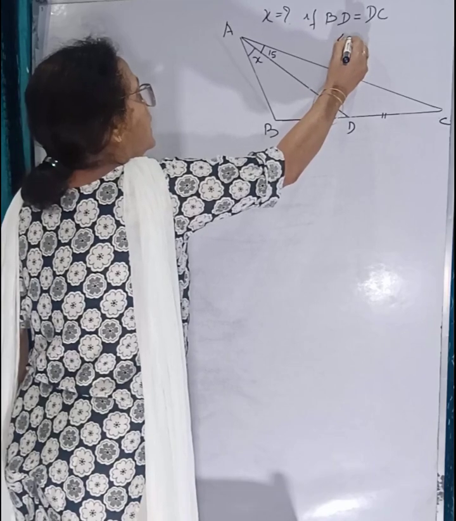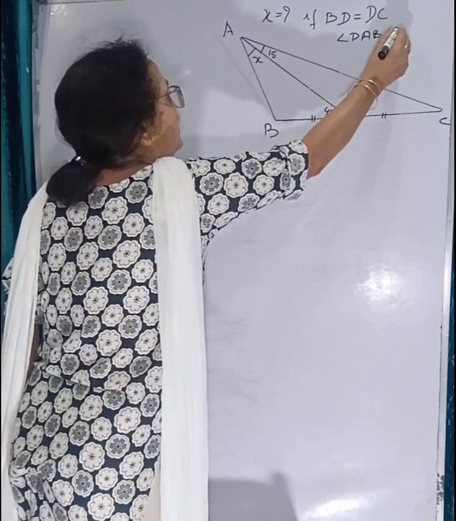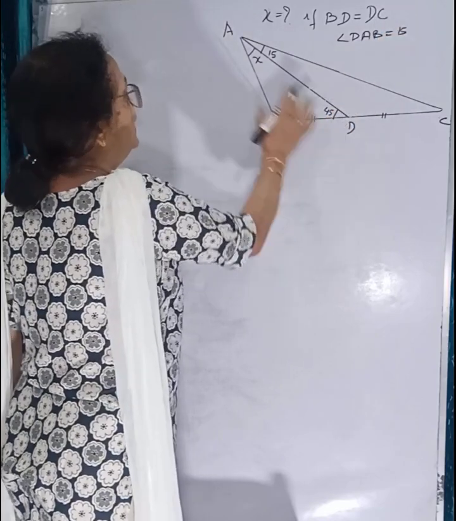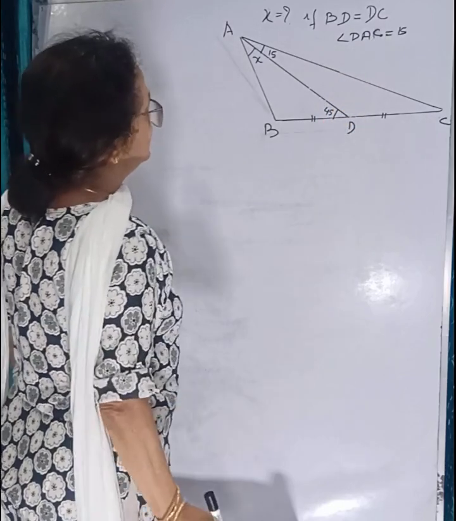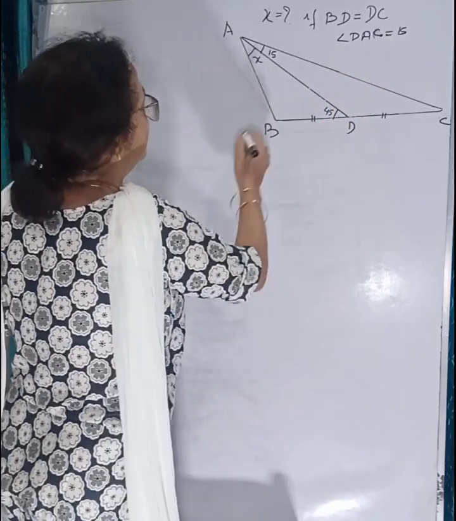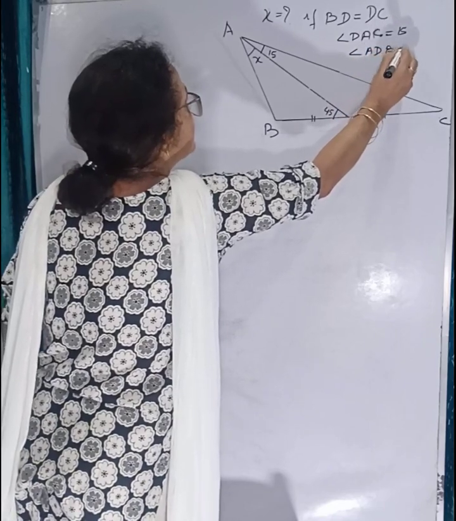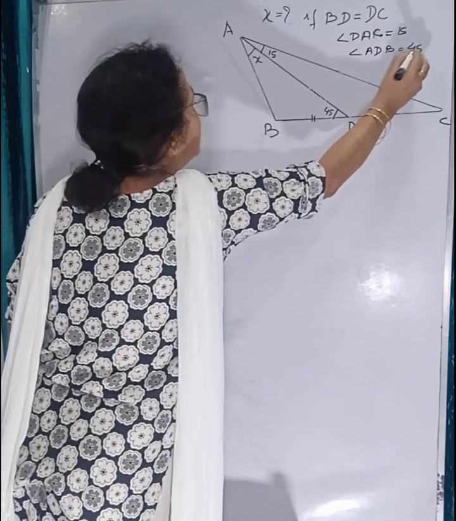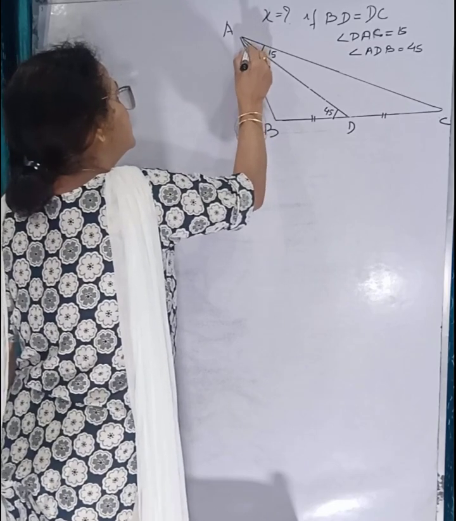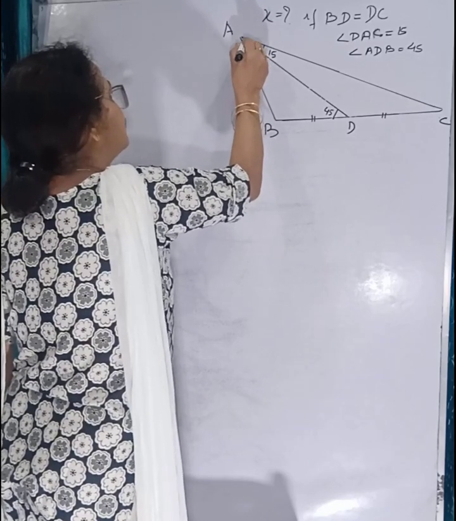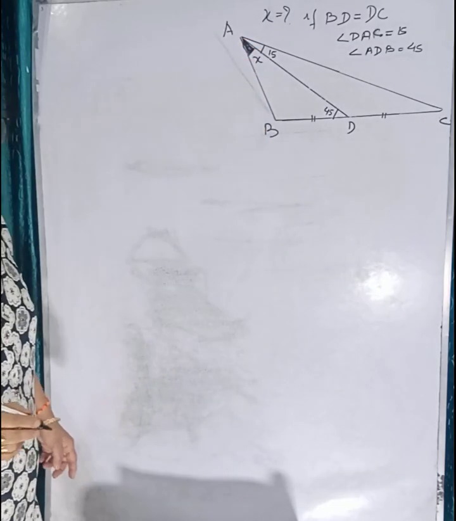Angle DAB is equal to 50, angle DAC is given to us 50, and angle ADB is equal to 45. Under this condition, we have to find the value of x. This value is to be determined by us. ये निकालना, ठीक है?